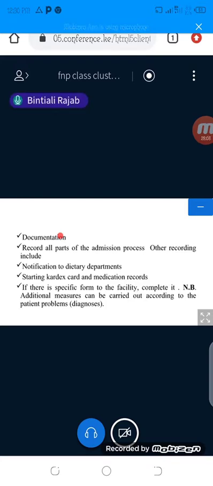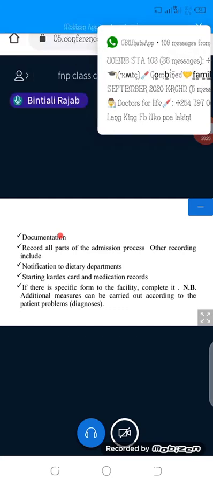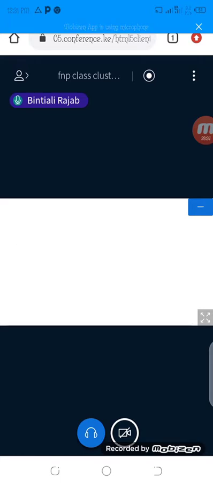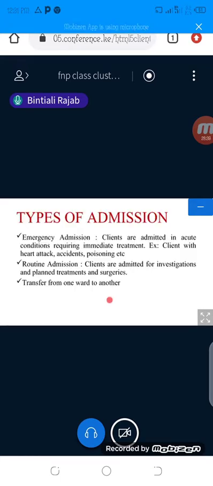After the patient has settled in the bed, you have informed the kitchen department, then you document everything that had been done. Write everything, and have their medication records ready. If there is a specific form for the facility, complete it. Some hospitals, whenever you are being admitted, there are forms that you're supposed to fill. So make sure that you also fill those forms. That will depend on each hospital and their policies.